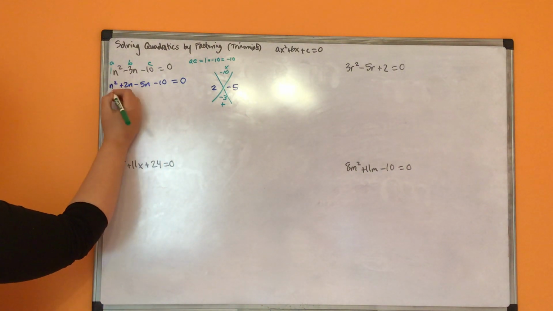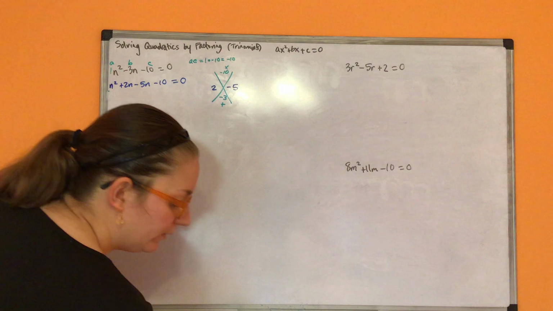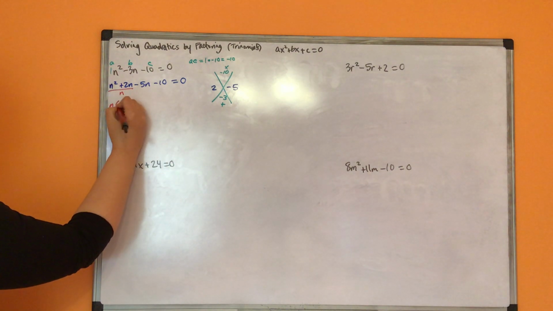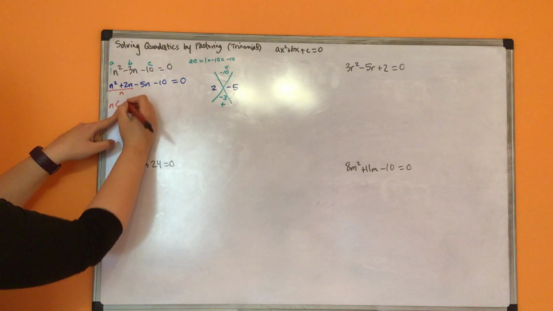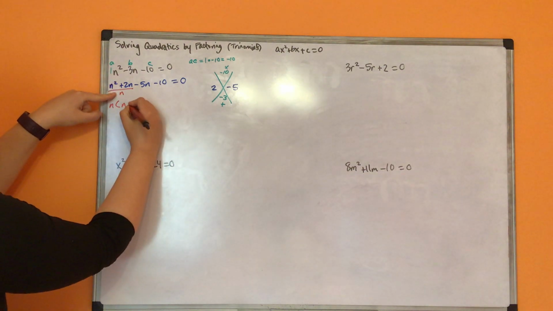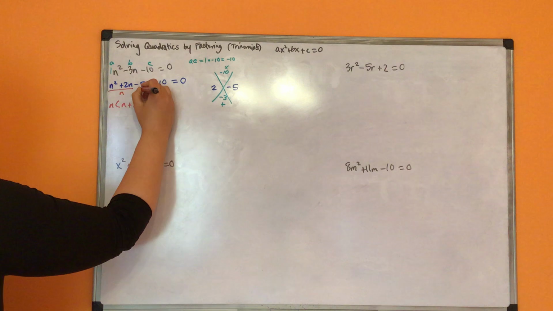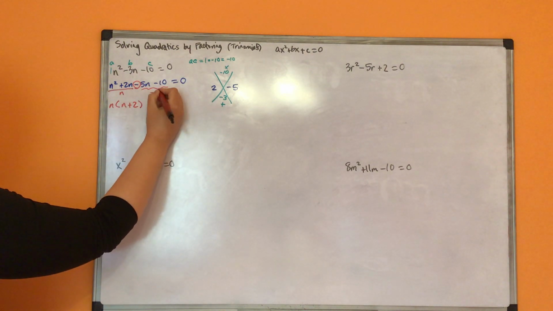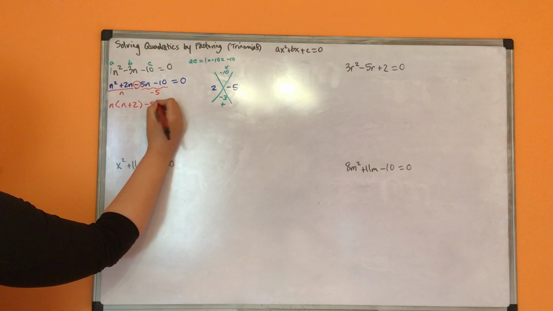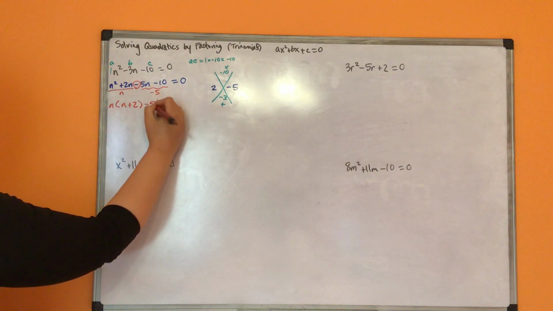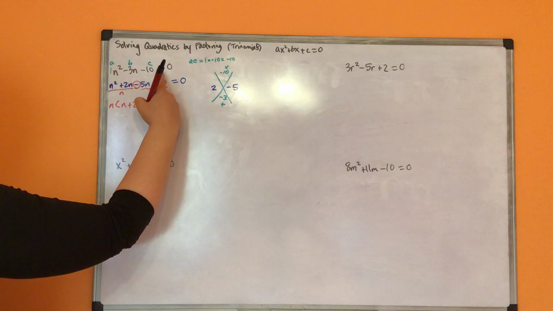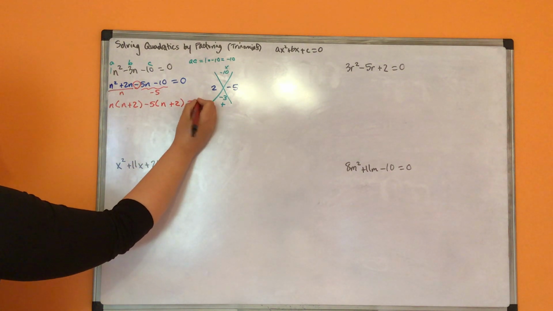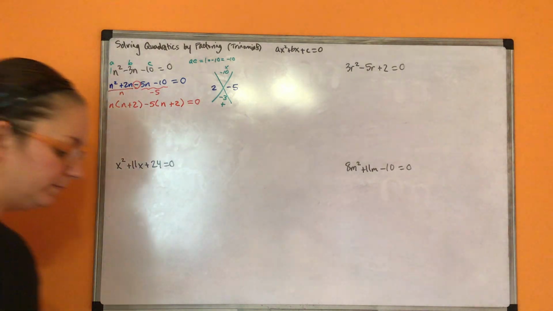Now let's do our factoring by grouping. GCF of the first part is just n. N squared divided by n is n. 2n divided by n is 2. For the second half, it's going to be a negative GCF, and it's going to be a -5. -5n divided by -5 is +n. -10 divided by -5 is +2. Keep the equal 0 along for the ride.